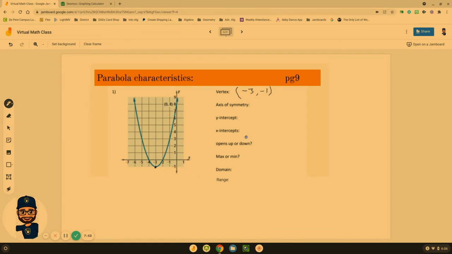Vertex. Now, the axis of symmetry is the vertical line that goes right through it. Right? Everything has to be equally spaced on the left and right side of that line. So the axis of symmetry will always be x equals, and it has to go through the x coordinate, in this case, -3.